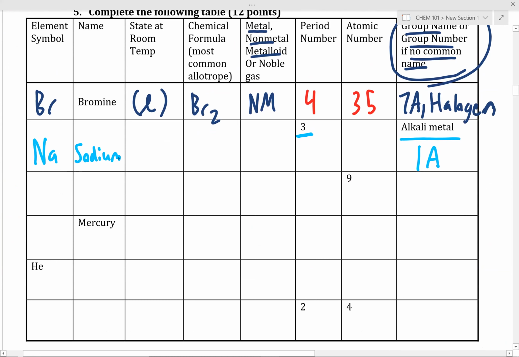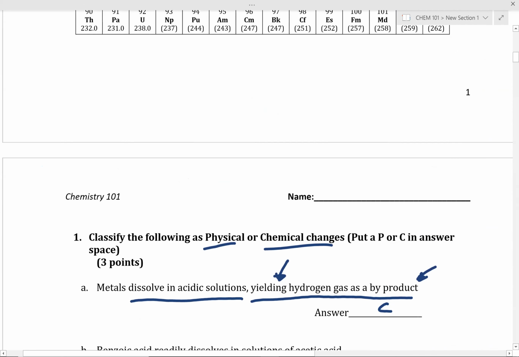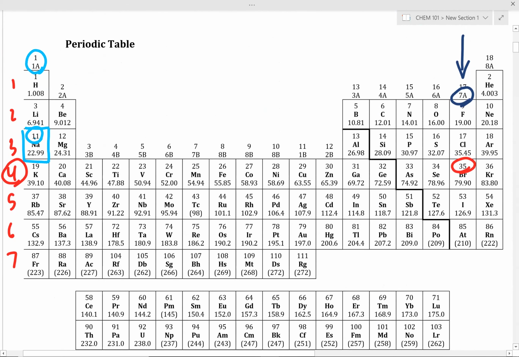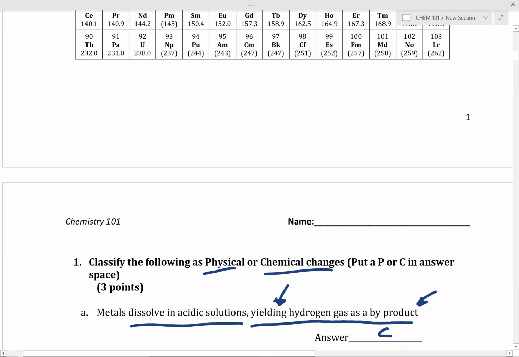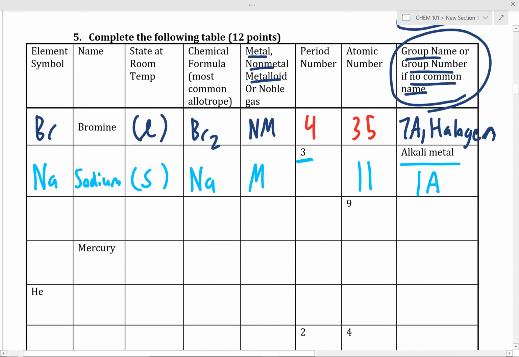What's the physical state of most metals at room temp? Solid. Yep. And are most metals monoatomic, diatomic, or polyatomic? Mono. Yep. So the formula would just be Na. Is sodium a metal, nonmetal, metalloid, or noble gas? Metal. Yep. It's your stereotypical metal. And what is the atomic number? What number appears above sodium symbol? 11. Just to showcase that once again, if we go to sodium, the number above sodium symbol is 11, right? Okay, perfect. So we finished that entry.